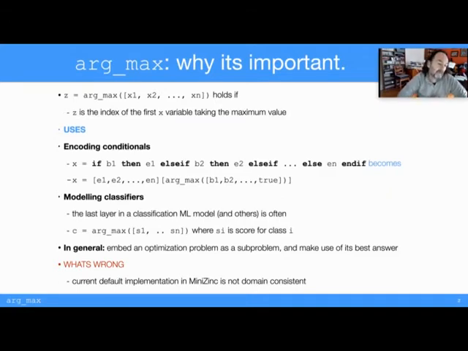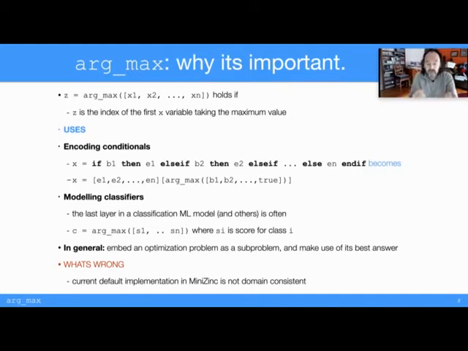An increasing use of argmax is because it appears typically in the last layer of some kind of classification machine learning model. So you have these scores, S1 to Sn, which are the score for each class i, and then you say C equals argmax of these, which gives you the class which has the maximum score. And that's typical in many machine learning models for classification. And in general, argmax allows you to embed an optimization problem as a subproblem and make use of its best answer.